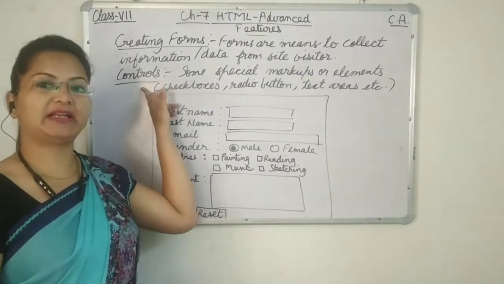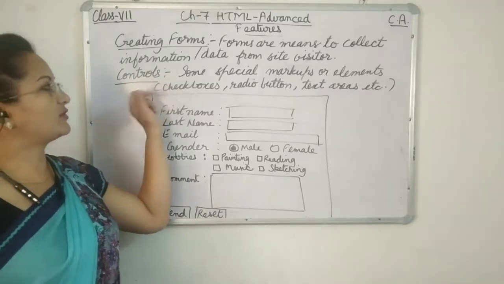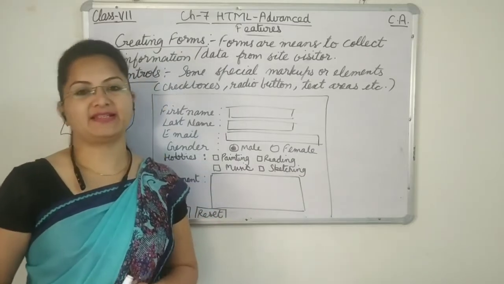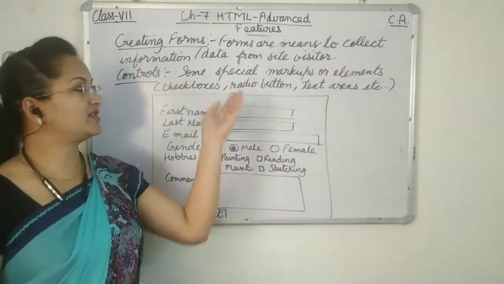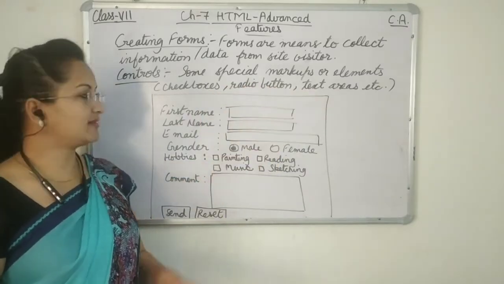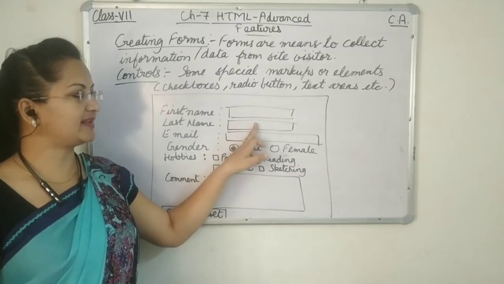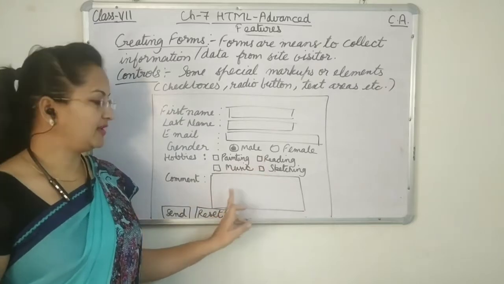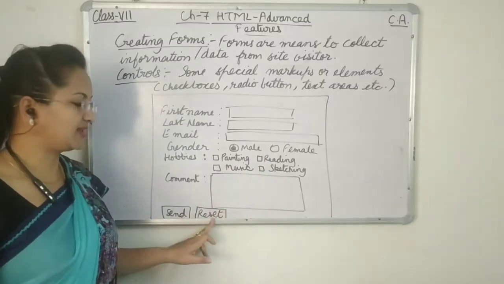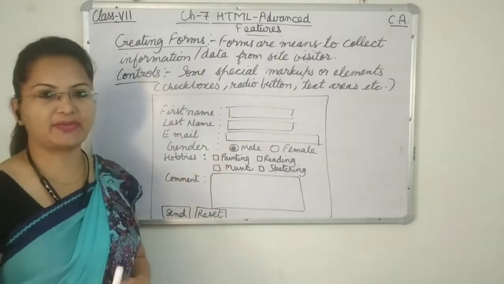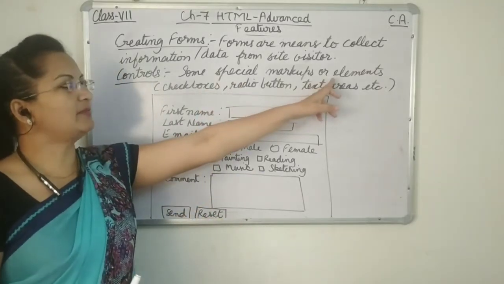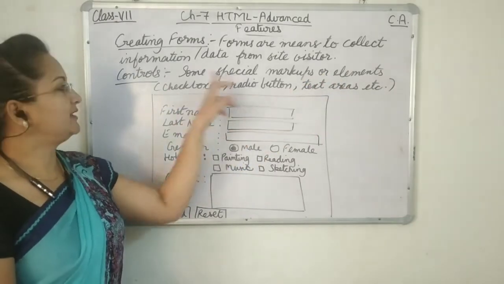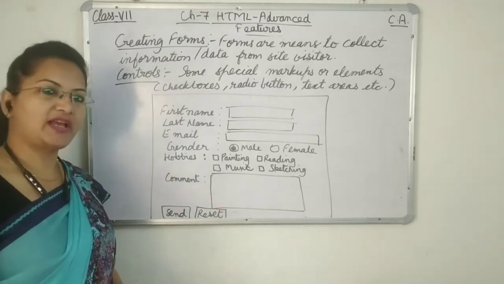So how can it be done? It can be done with the help of controls. Controls are some special markups, or we can also call them elements. These elements can be checkboxes, radio buttons, text areas, text fields. These are text fields. This is also a text field, radio button, checkboxes, text area, buttons. So this is a simple form example I have given you. The special markups, the tags which we use to make these input types, are known as controls.